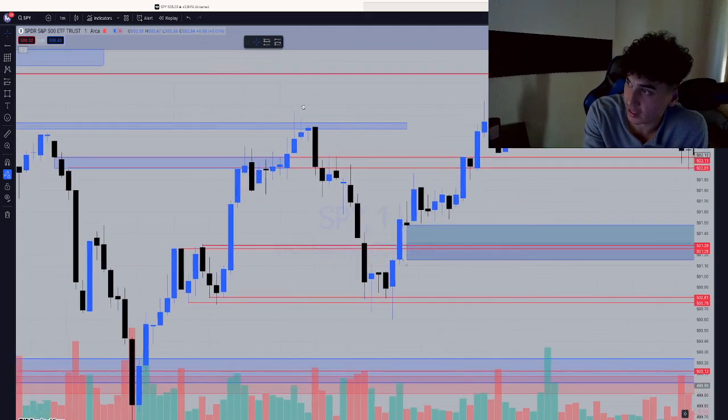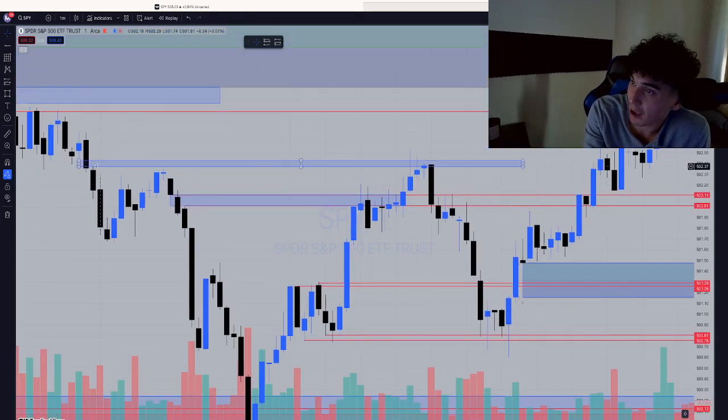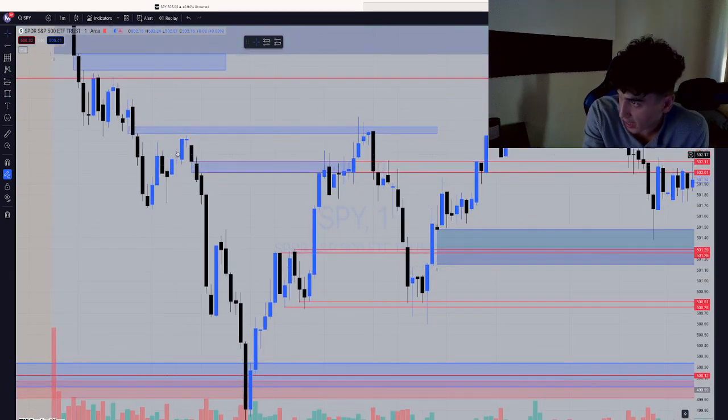It didn't just reject for no reason. It didn't just reject at any random point. It tapped into the fair value gap here due to the fact that there was an imbalance, unfilled orders that needed to be filled, and started to push back to the downside. So that's going to be a quick example of how we can draw out our bearish fair value gaps and also our bullish fair value gaps.